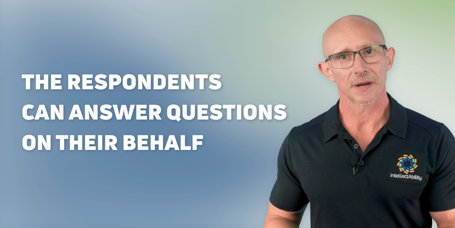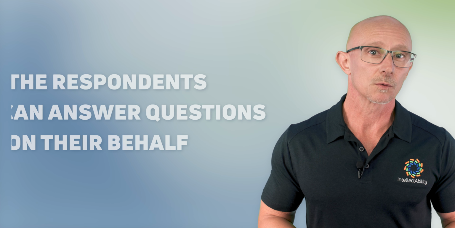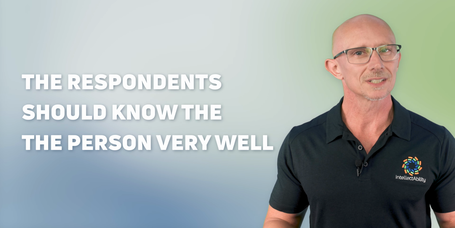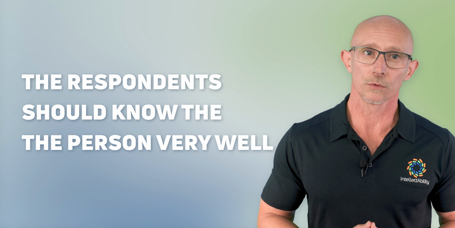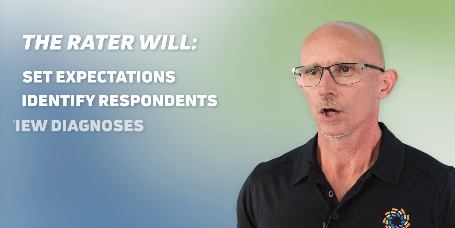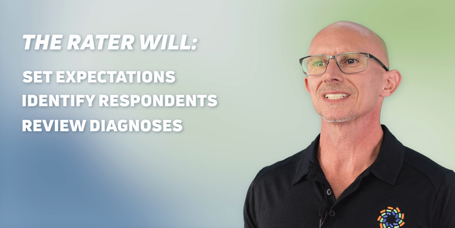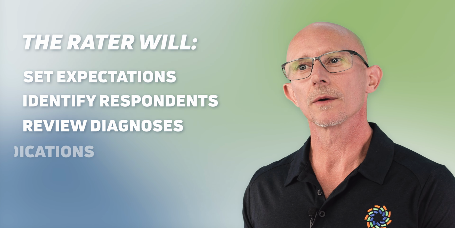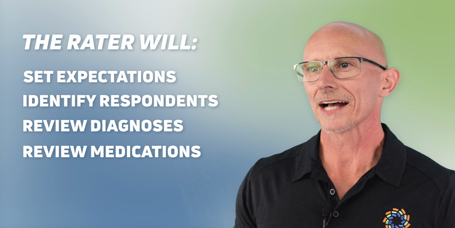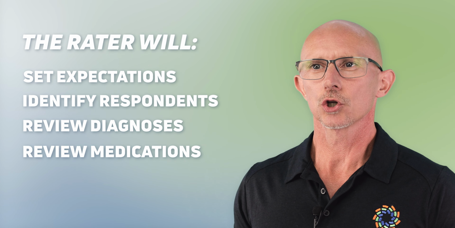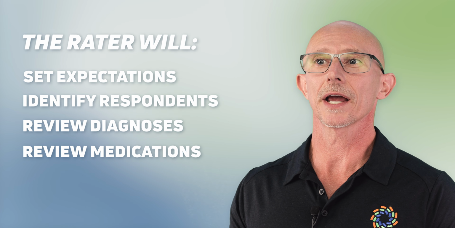If the person being screened isn't able to answer directly for any reason, the respondents can answer questions on their behalf. It is very important that respondents be supporters who know the person very well and have access to their health information. Next, the rater and respondents will review the person's diagnoses. The focus here is on understanding the person's health conditions and how they may impact rating item scores. Then, the rater will move on to the person's list of medications. They'll ask questions related to the person's medications to inform scoring and to better understand their health picture.